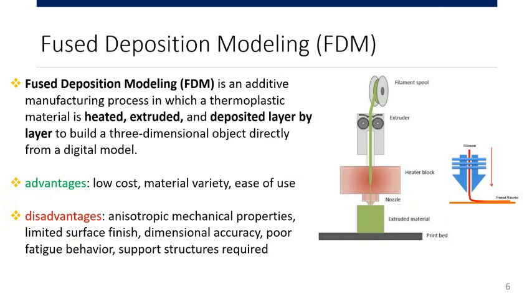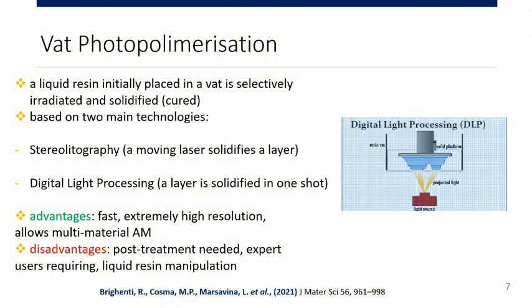It's heated and extruded on the print bed of the printer. The main advantages are the cost, which is quite low, the possibility to have different types of materials, and, let's say, the user-friendly technique. We have some disadvantages. We get anisotropic mechanical properties. We have limited surface finish. We have some problems with dimensional accuracy, poor fatigue behavior, and sometimes for complex geometries, we need to add some supplementary supports.